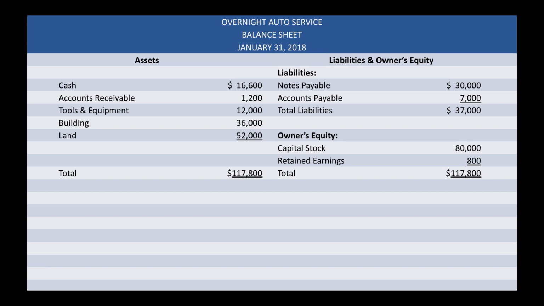Let's make the final update to the balance sheet on January 31st. The cash account decreased by $1,400, and so did the retained earnings of the company. Overnight used $1,400 of its earnings to pay for expenses. Now, let's review how Overnight's transactions affected the accounting equation.